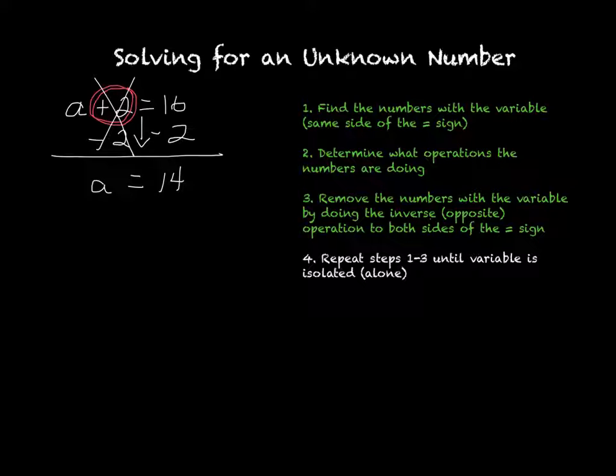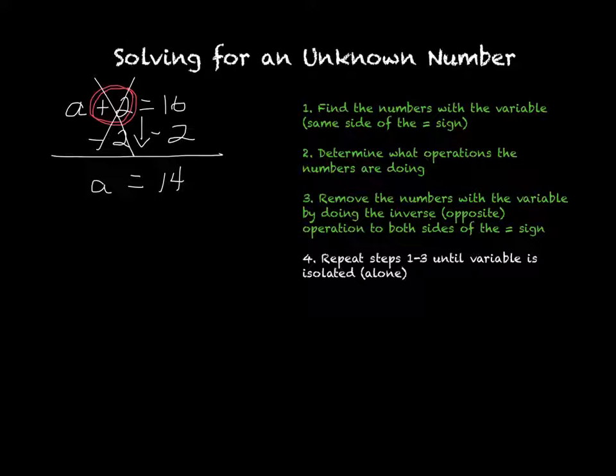Our final step to solving for an unknown is to repeat steps 1 through 3 until the variable is isolated, and isolated means alone. Since the variable has no other numbers, not even a negative sign, no other numbers, no negative signs or anything, then this variable is isolated, so we know that A equals 14.